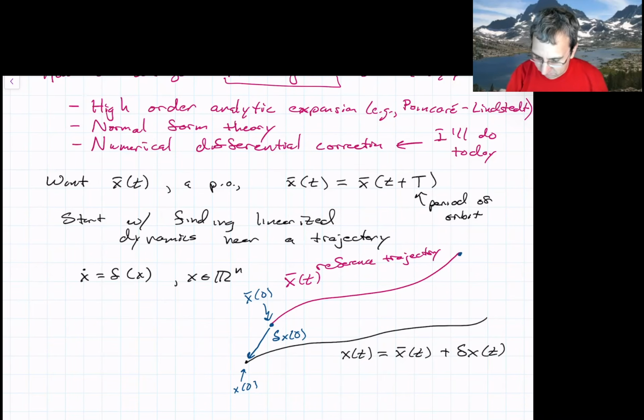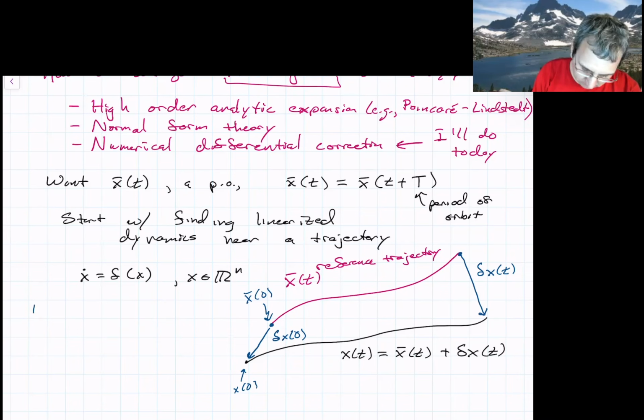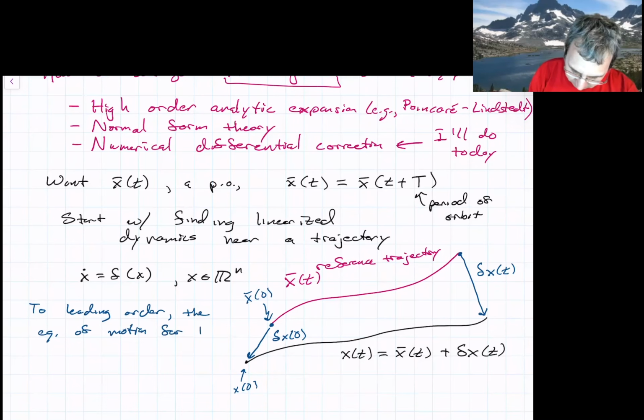We want to know how this displacement vector grows. So at some later time, our displacement vector has changed. Maybe it's growing, maybe it's shrinking. And we figured out earlier how it grows, at least to leading order. So to leading order, what did we get? This would be the equation of motion for the displacement vector.